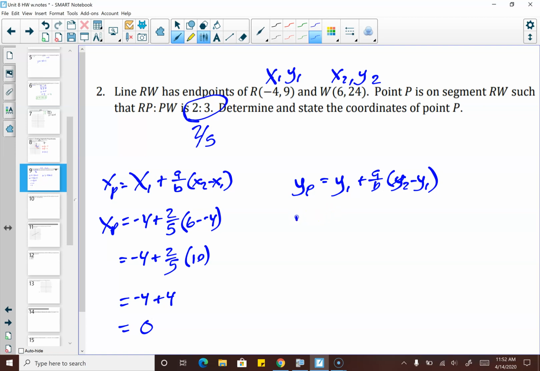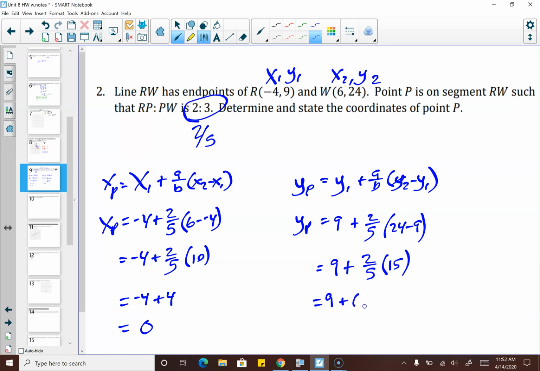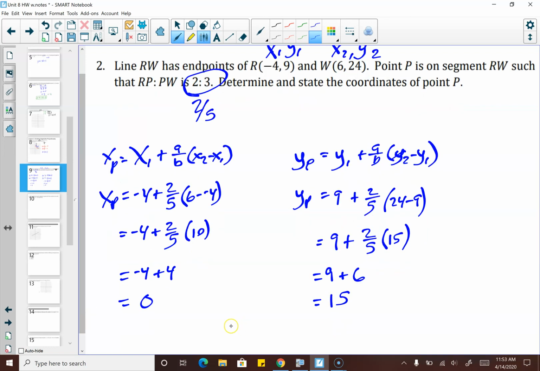For our YP, our first Y is a 9, plus ratio is still 2/5, and then we are 24 minus 9. 9 plus 2/5, 24 minus 9 is 15. 2/5 of 15 is 6, and 9 plus 6 is 15. So then our coordinates for P are 0, 15.